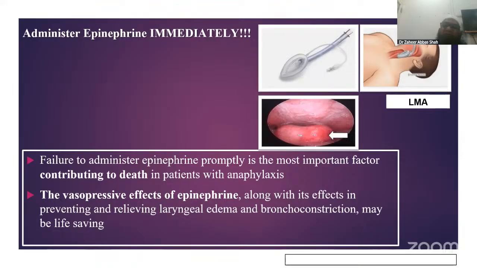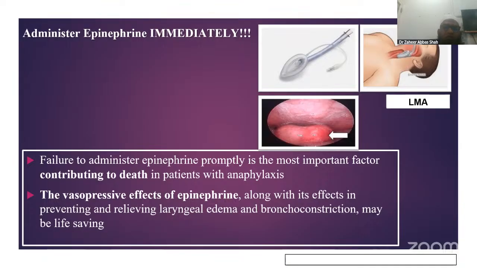This is called an airway adjunct. So this is nothing but the laryngeal mask airway. It can be held like a pen. But it is not a substitute for rapid sequence intubation or endotracheal tube intubation. For the time being, it can be attempted, because failure to administer epinephrine will result in death.